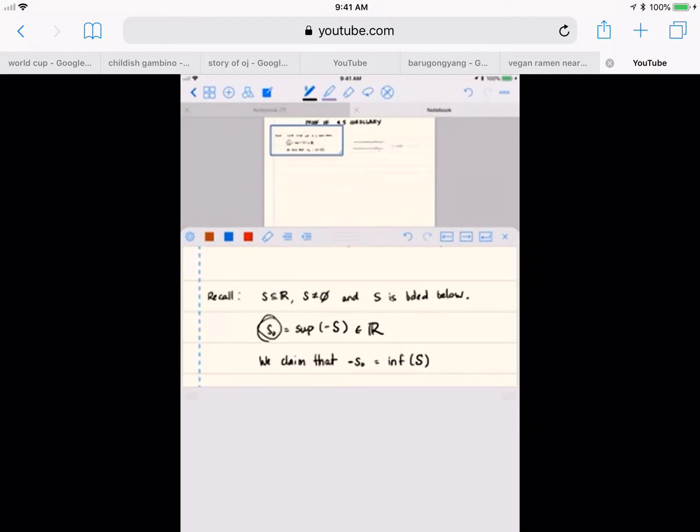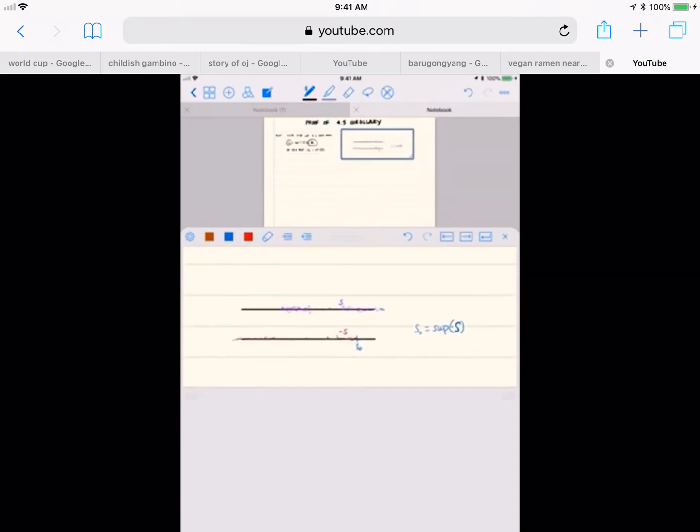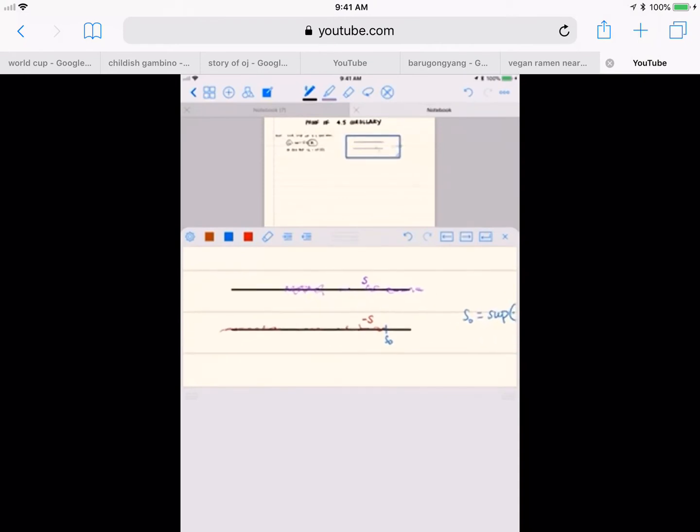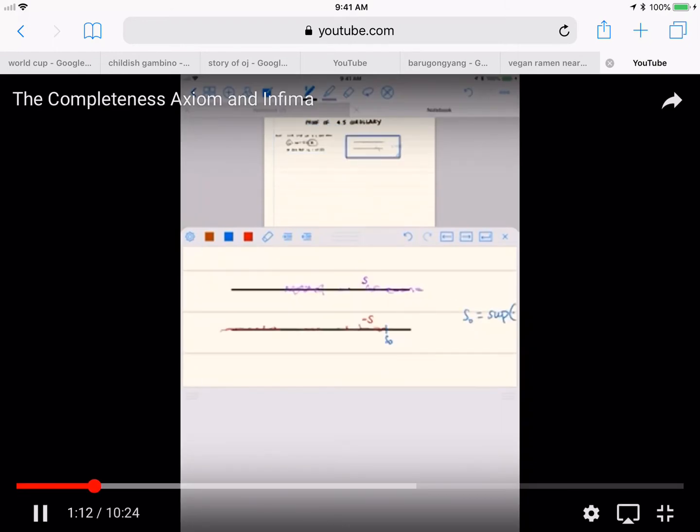So we're supposed to prove that since S is a non-empty subset of R and it's bounded below, then the infimum of S exists and is a real number. We have our little picture here, which is a graphic showing the original set S, which is bounded below, negative S, and then S naught, which is the supremum of negative S. Okay, so let's see.